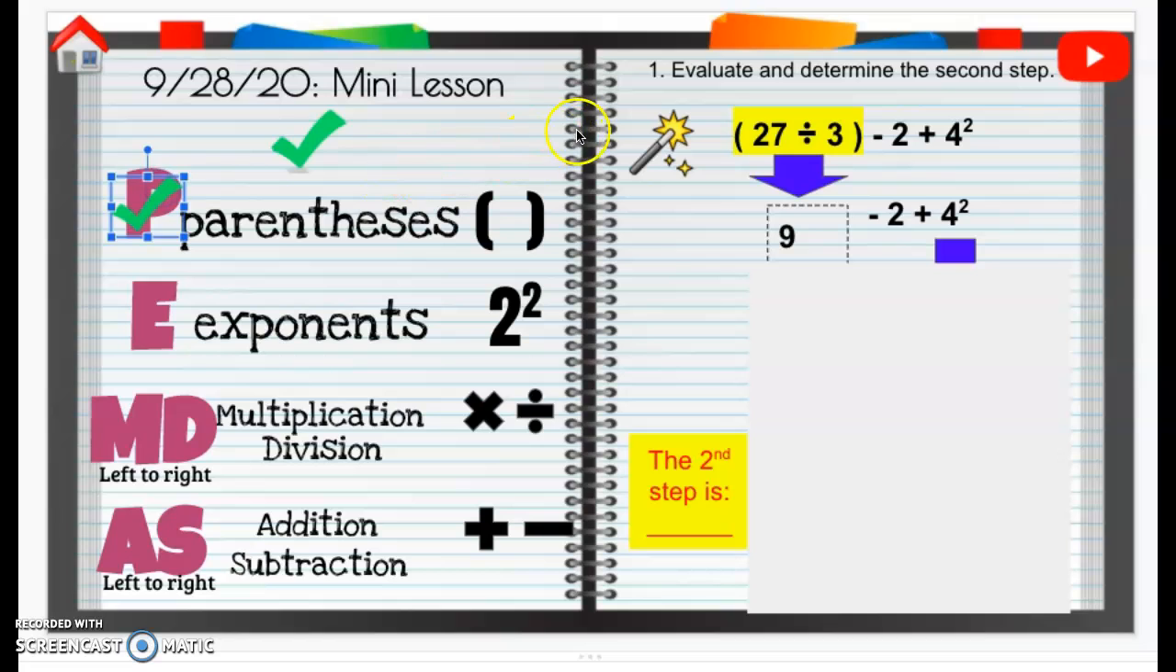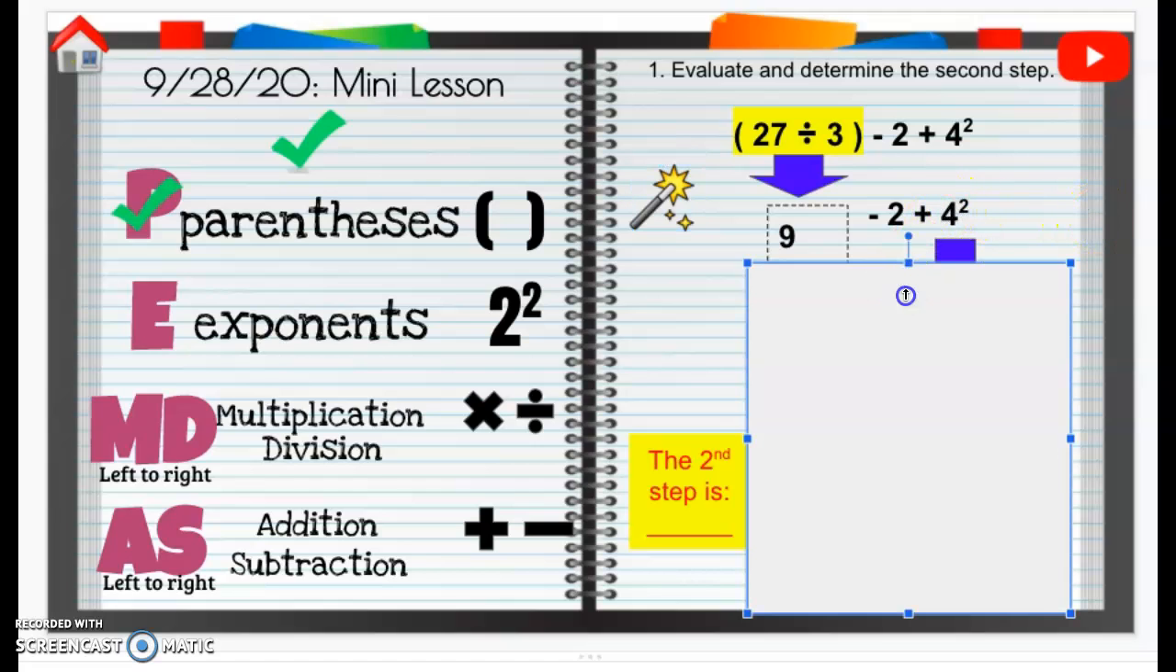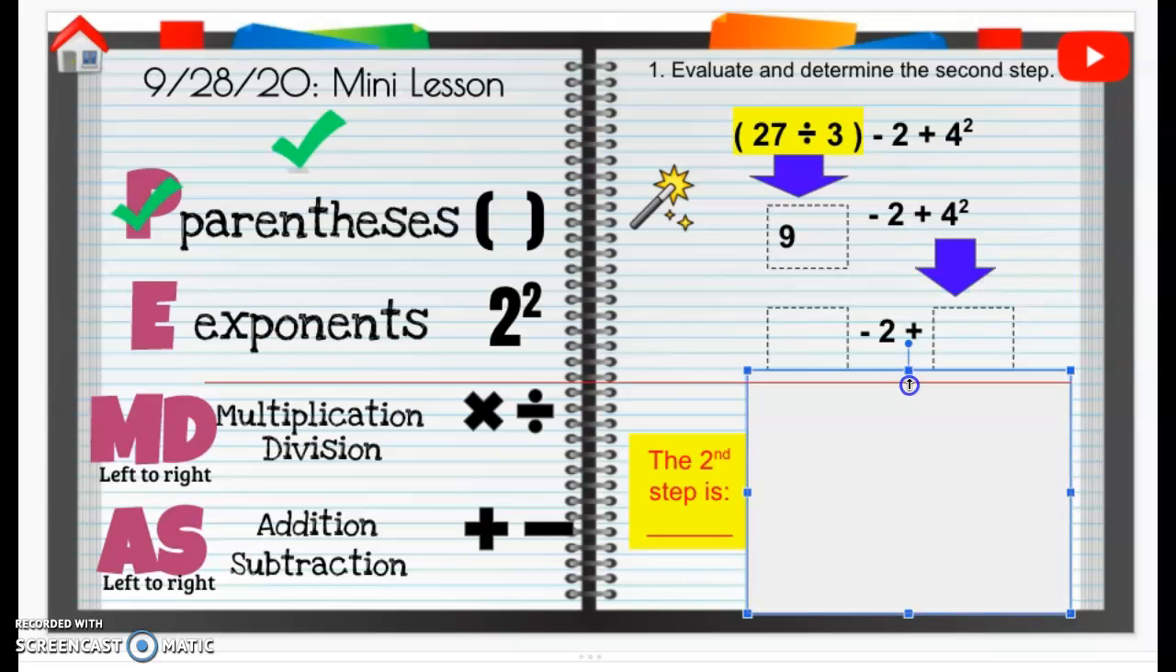Do we have any exponents? Yeah, we do. So where is that exponent? There's that exponent, 4 squared, or 4 to the second power. That means 4 times 4. What is 4 times 4? 16. Remember, 4 times 4 is not 8. That would be 4 times 2. 4 times 4 is 16.